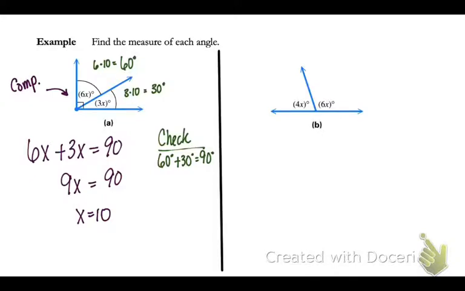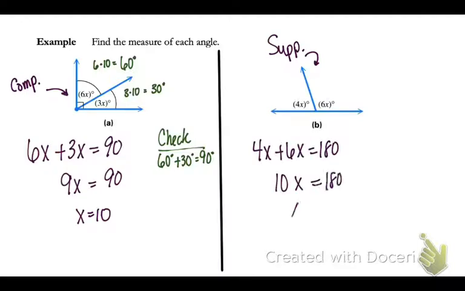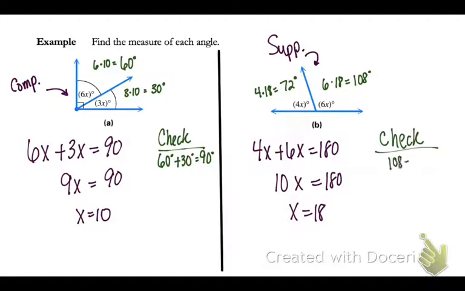For part B, I notice that these are supplementary angles because they make one straight line. So I'm going to add them together and set that equal to 180. Solving for x, we get x equals 18. Again, we have to plug 18 back into those angles. And we can always check our answers by seeing that they add up to 180 degrees.